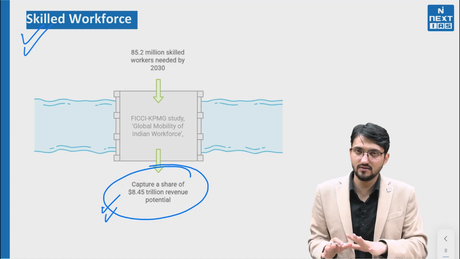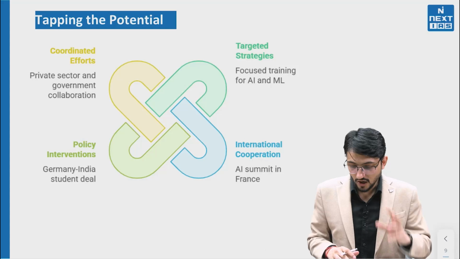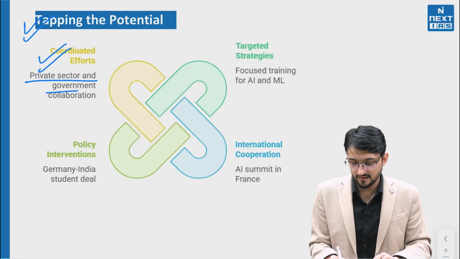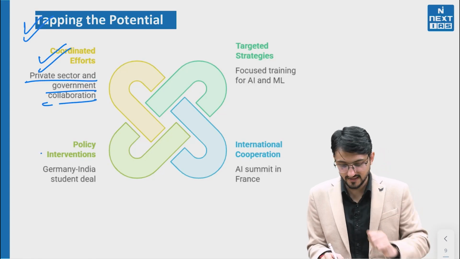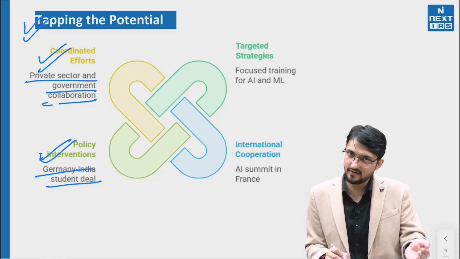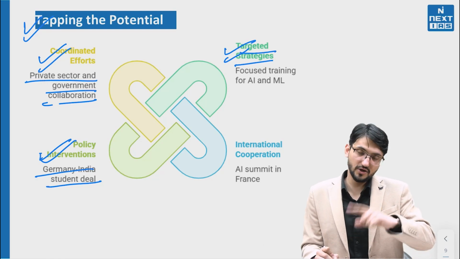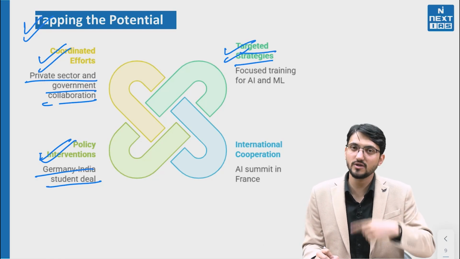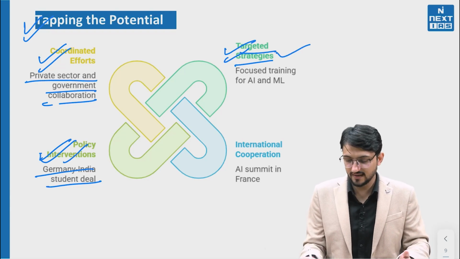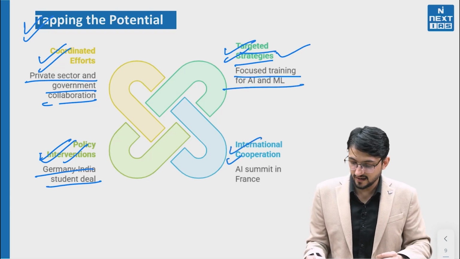So this lady is saying that we should work on it and tap into this. How can we tap into this? We can have coordinated efforts, collaborating between the private sector and the government sector. Then we can have policy interventions. For example, Germany and India did a deal. Then we can have targeted strategies. The potential loss is global, so we need to supply labor all around the world. We can have targeted strategies like focusing training on AI and ML specifically. Then we can have international cooperation.